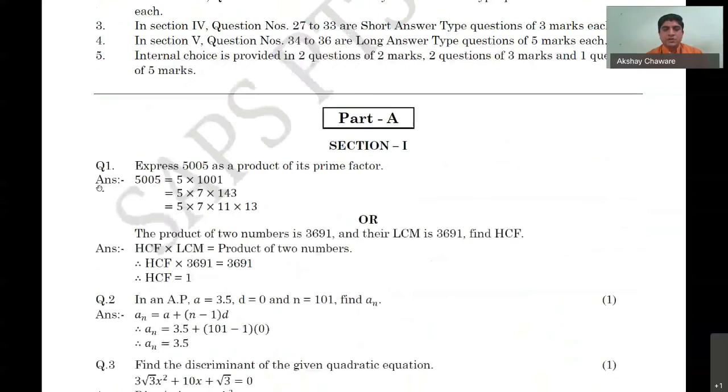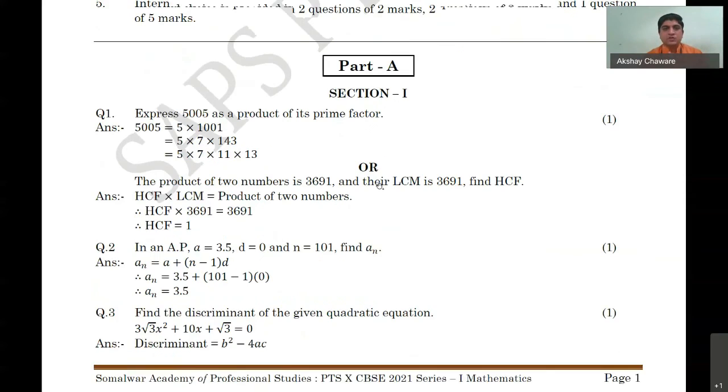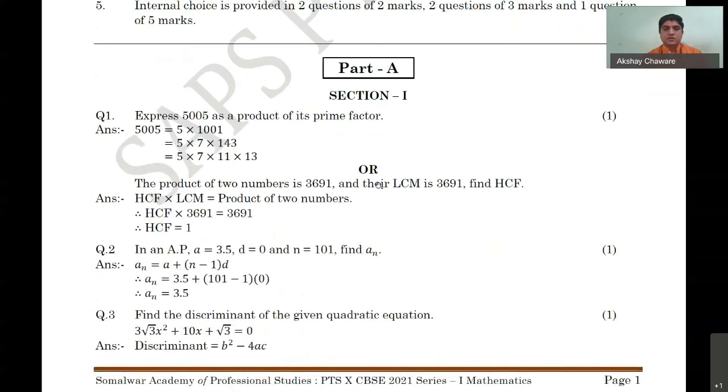In part 1, first of all, 16 questions are of 1 mark only. In question number 1, express 5005 as a product of its prime factors. We can easily factorize 5005, and the factors are 5 into 7 into 11 into 13. The next question: the product of two numbers is 3691 and their LCM is also 3691. Here we use the relation HCF into LCM is equal to the product of two numbers, and that's why we get HCF as 1.